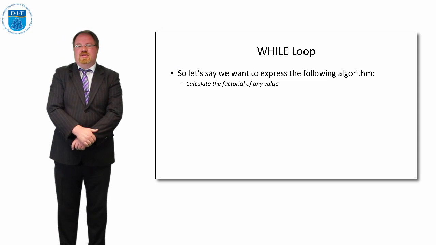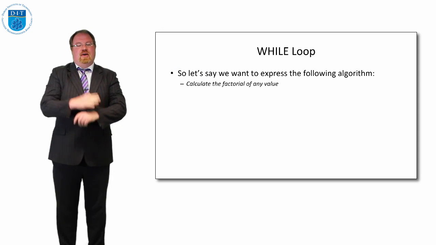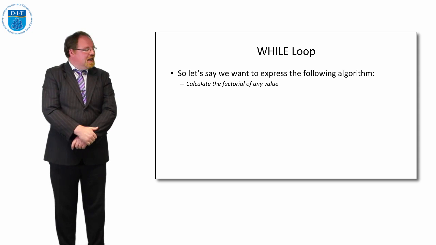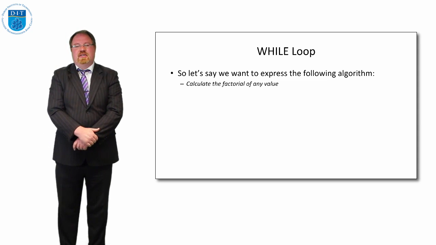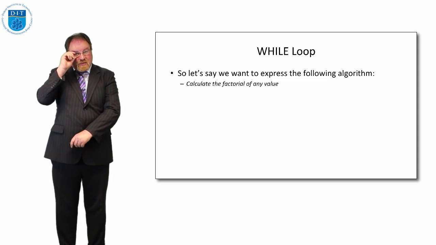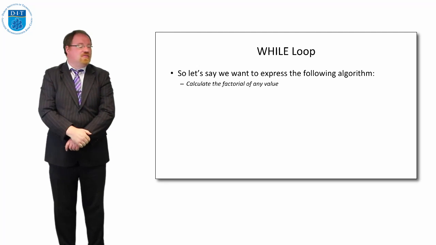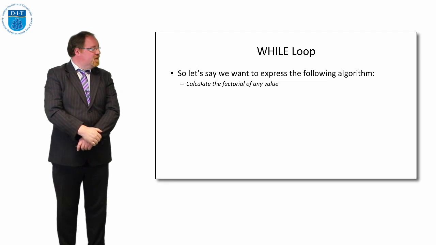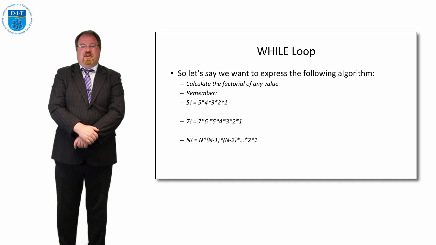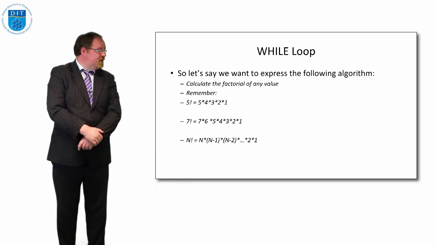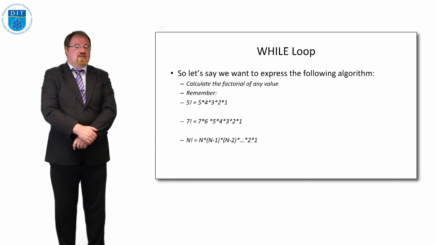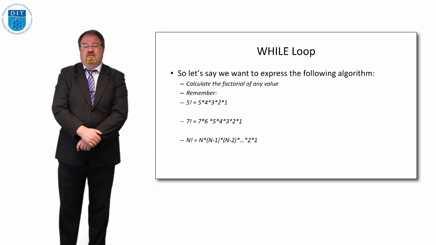Let's say we want to, and this is an interesting one, and we'll take this a bit slowly. We want to calculate the factorial of any number. I don't know if you guys remember from maths, sometimes you'd have a number and an exclamation mark after it. So 5 factorial, 5 exclamation mark, means 5 multiplied by 4 multiplied by 3 multiplied by 2 multiplied by 1. Or 7 factorial, 7 by 6 by 5 by 4 by 3 by 2 by 1.